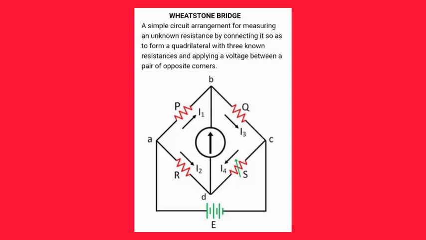So what is a Wheatstone bridge? It is nothing but a simple arrangement of resistances. You can see there are 4 resistances connected to form a quadrilateral, out of which one resistance is not known and all other resistances are known. So if I take P, Q, R to be known resistances, by using Wheatstone bridge we can find out what is the value of S. So let us start, students.